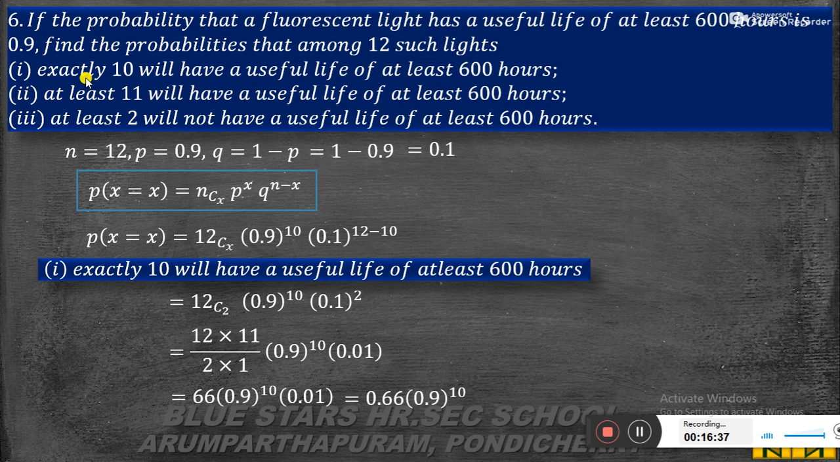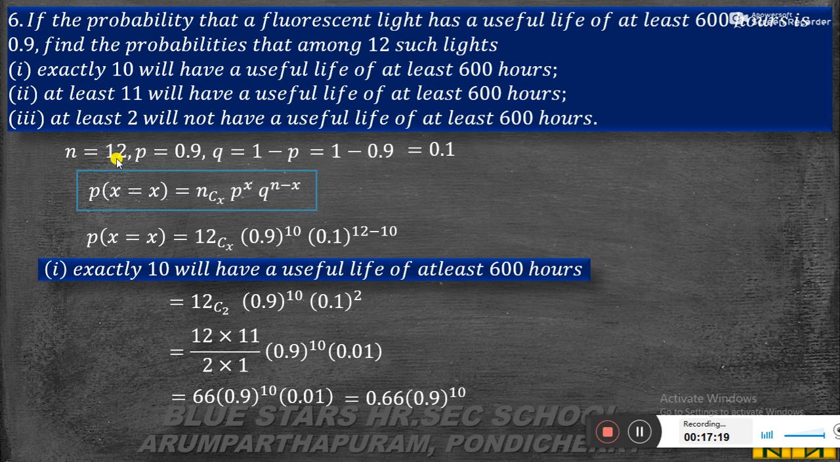Next, subdivision 1: we will find exactly 10 lights will have a useful life of at least 600 hours. That means 10 lights will have at least 600, meaning more than 600 hours. At least 11 lights will have a useful life of at least 600 hours. Next, at least 2 will not have a useful life of at least 600 hours. That means 2 lights will not get the lifetime of 600 hours. We will solve these three subdivisions. So from the question I take n equal to 12, the number of lights equal to 12.